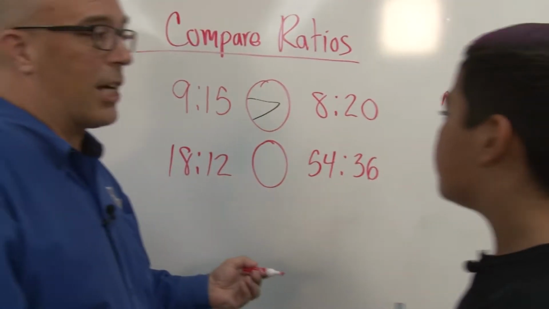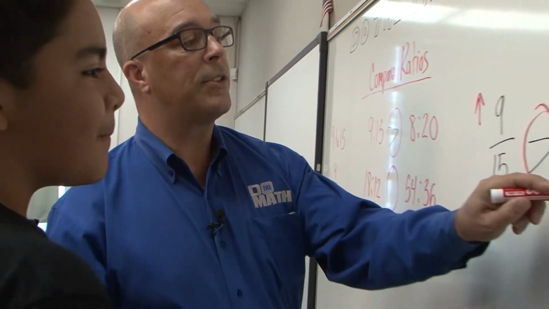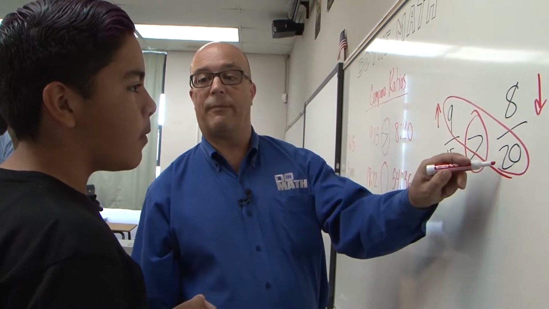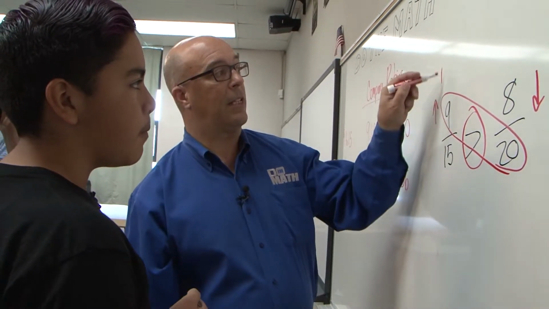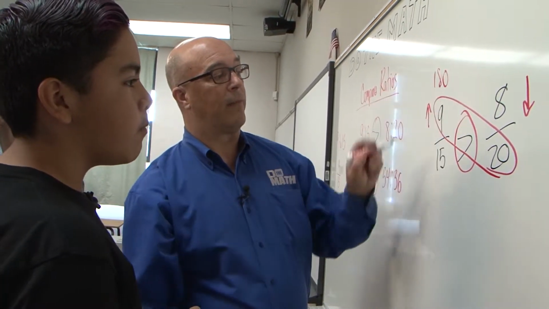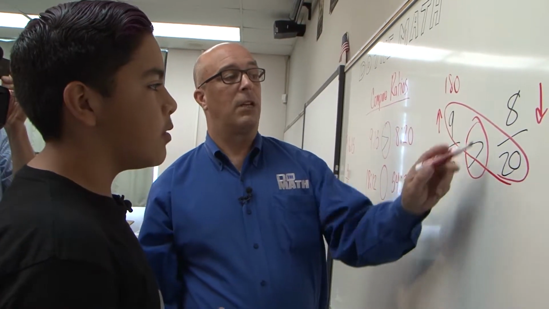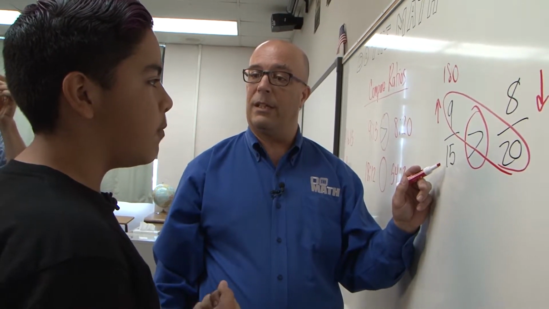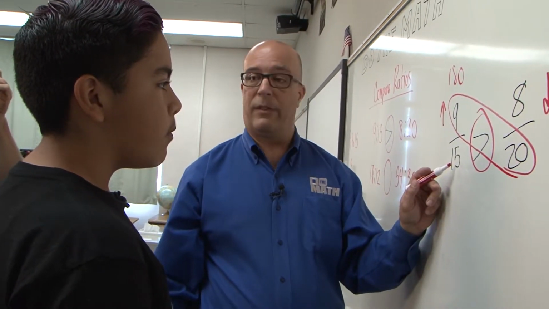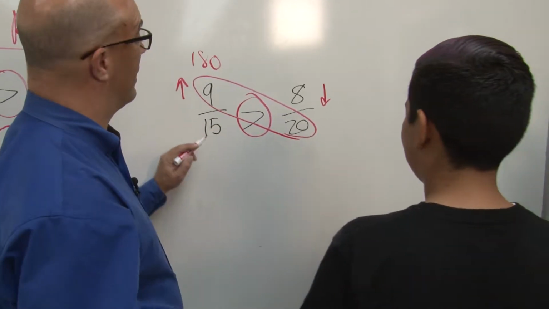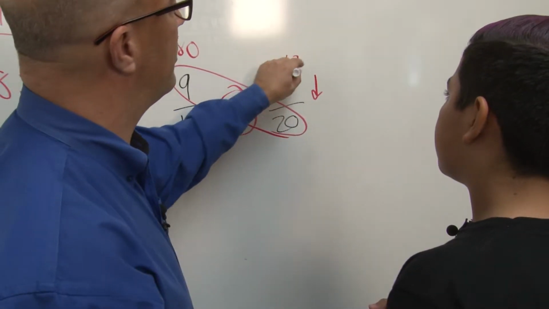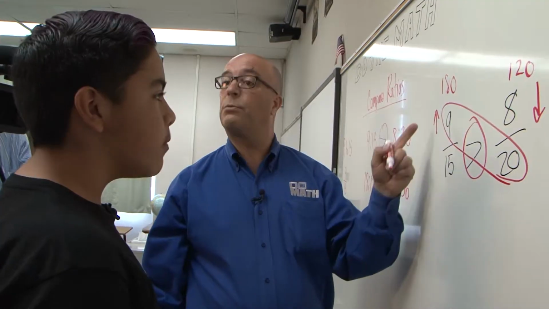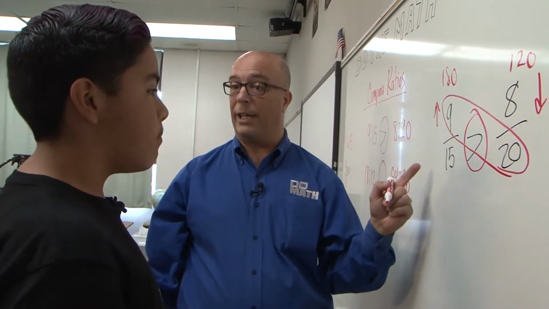So here's another way that we can check this, okay? What is 9 times 20? So what's 9 times 2? 18. 18, and we put a 0 at the end of it, right? Okay. So this is 180. What's 8 times 15? So think about 8 times 10. 80. And what's 8 times 5? 40. Right? So we've got 40 plus the 80 makes this 120. Which one's larger, 180 or 120? 180. So this is still greater. That's one way to check it, okay, by cross multiplying.